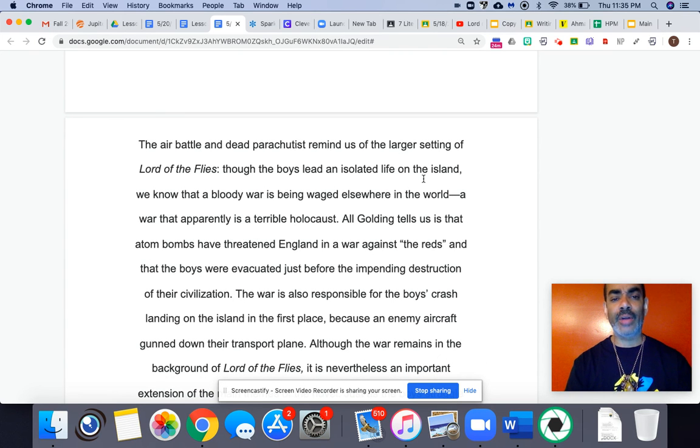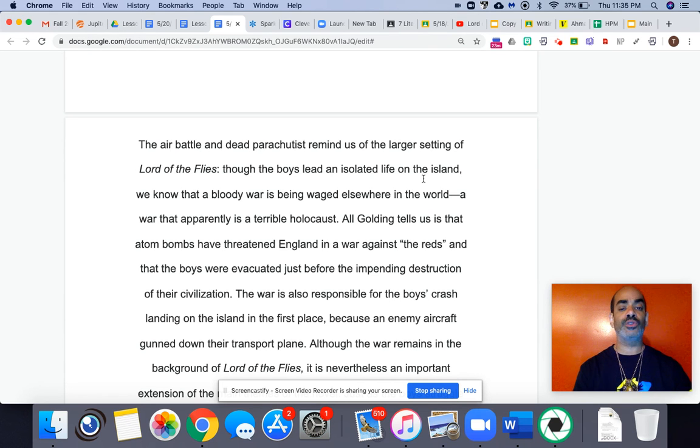The air battle and the dead parachutists remind us of the larger setting of Lord of the Flies. Again, we're dealing with the setting. Remember the aim for today. Though the boys lead an isolated life on the island, we know that a bloody war is being waged elsewhere in the world, a war that apparently is a terrible Holocaust. All Golding tells us is that atom bombs have threatened England in a war against the Reds, and that the boys were evacuated just before the impending destruction of their civilization.